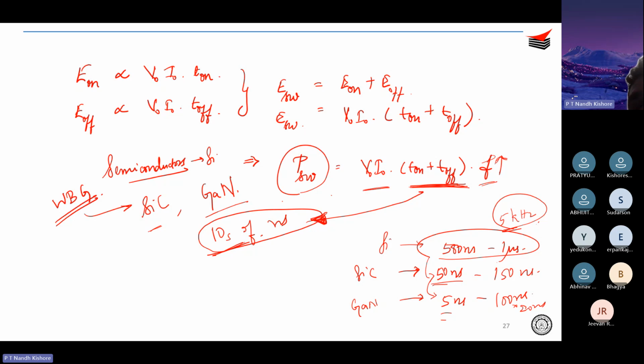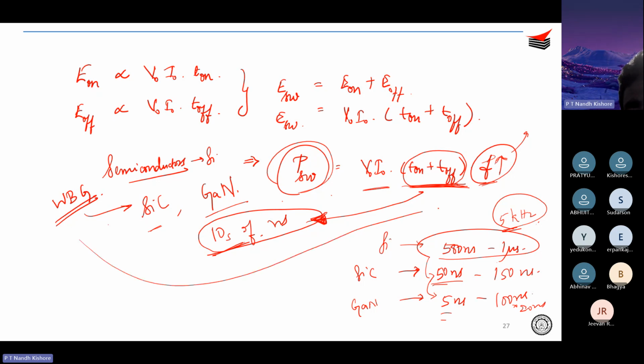So the T on and T off are going to reduce by 100 times, which means that I can increase my frequency by that much in order to get the same switching energy. Got it? So that is why WBG devices are generally operated at really, really high frequencies.